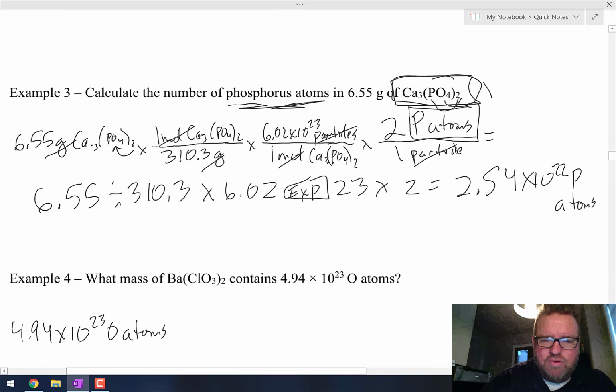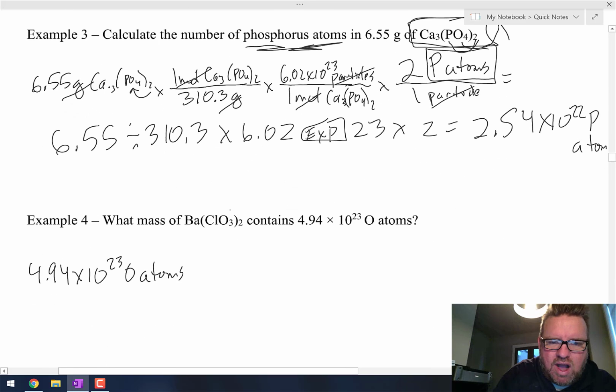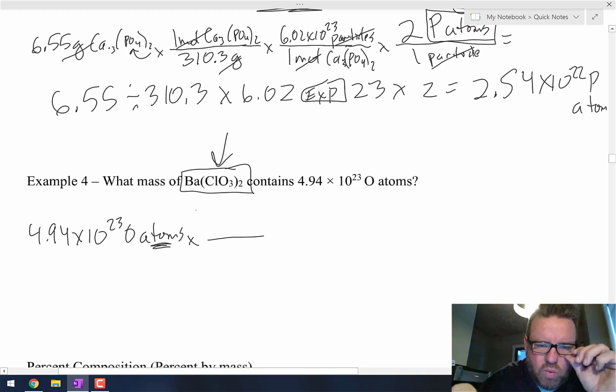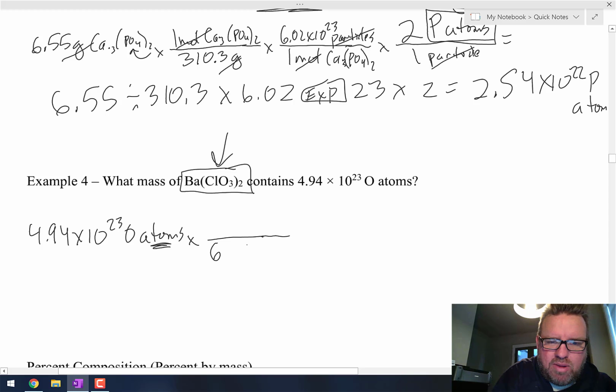So the chemical formula, it's talking about oxygen atoms. How many oxygen atoms are in this chemical formula? And again, atoms are on the top, so atoms have to go on the bottom. Okay, in one particle of barium chlorate, BaClO3 twice, there are 6 oxygen atoms. So I'm going to start by writing 6 O atoms.